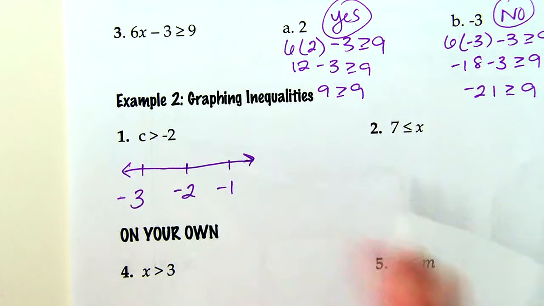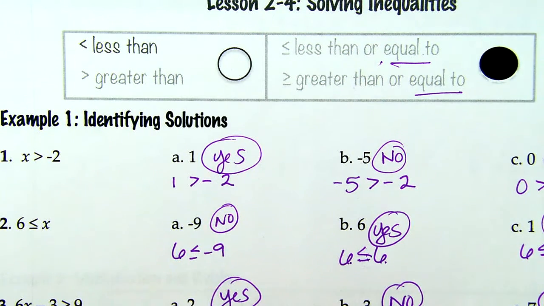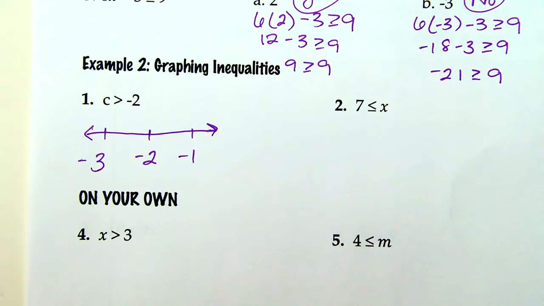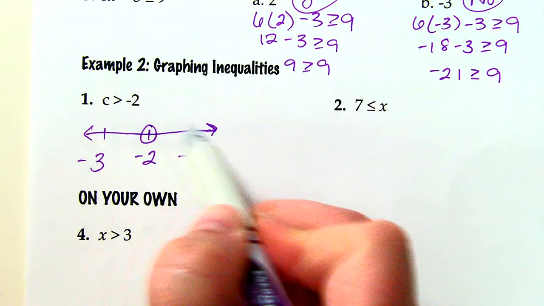So back up at the top. If it is a greater than symbol, which it is on number 1, it's an open circle. So we're going to put an open circle on -2. We're not filling it in because it's just greater than. And then figure out which direction is greater than -2.